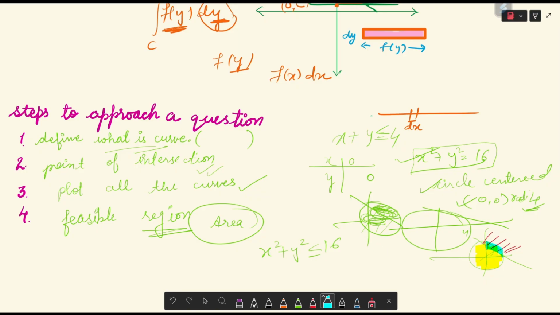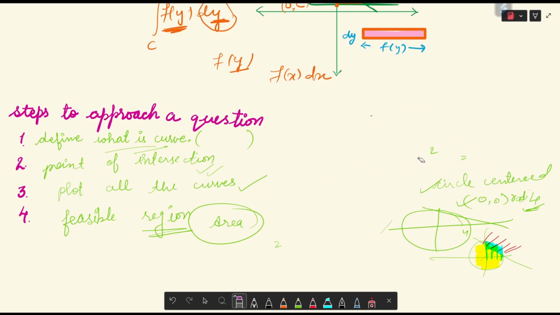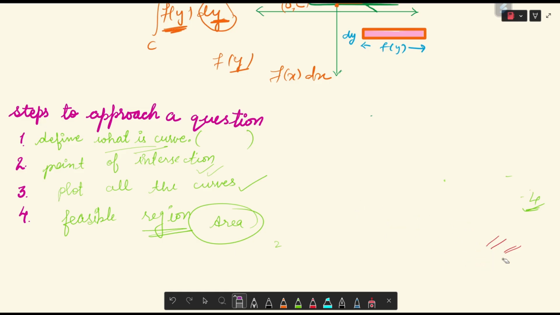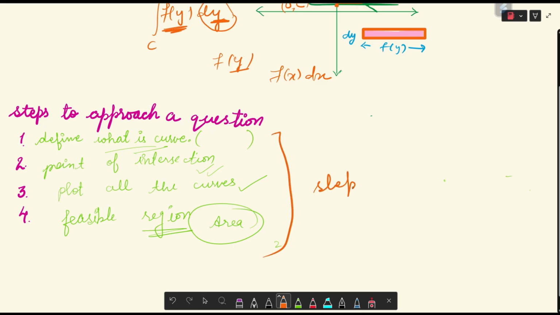What we are going to do, we will make the rectangular cross section, then we need to find the area. I will do some examples with you and then you will be able to know how to proceed to find the integration, so that you have the area of the shaded region. So let's move on. So these are the basic steps you need to follow when you are approaching a question.